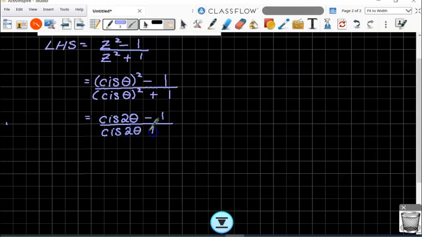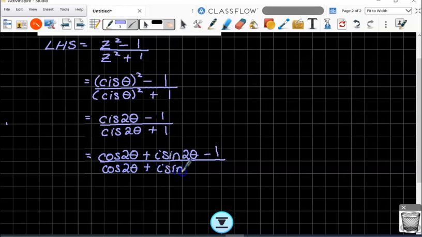I will stop in a minute because I know you're probably madly scribbling, some of you, but once we've got this, again, we don't really know what the answer is, but you've got to put something down on paper. So we could, out of desperation, say that this is cos 2 theta plus i sine 2 theta take 1, over cos 2 theta plus i sine 2 theta plus 1.